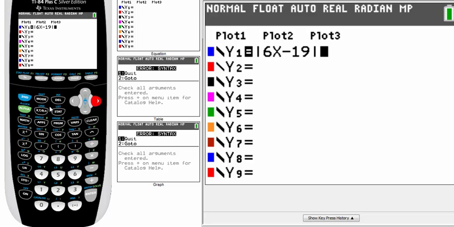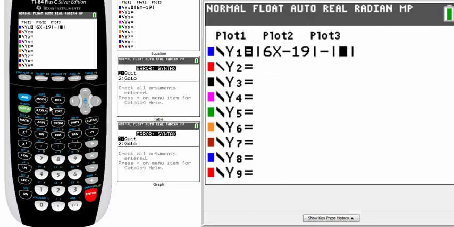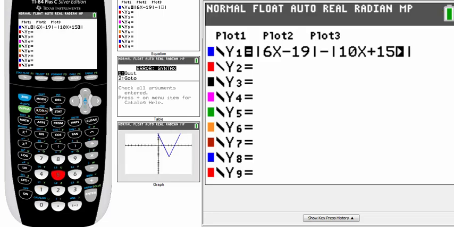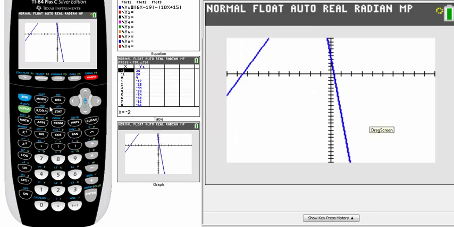I have to make sure we're outside that absolute value, and we subtract off the absolute value. It's under math, arrow over to number, 10x plus 15. Let's go ahead and graph this. Okay, it looks like we're going to have to go up a little higher on the y-axis to see what's going on here. We can see that it's crossing between 0 and 1, so that value of 1/4 would make sense here. And then over here on the left, 1, 2, 3, 4, 5, 6, 7, 8. This is between negative 8 and negative 9, so the value of negative 8.5 would make sense.